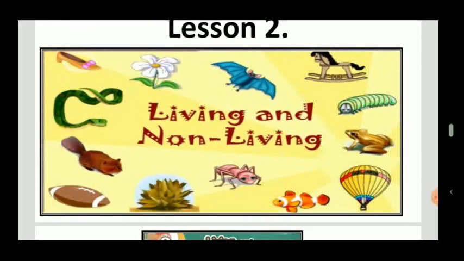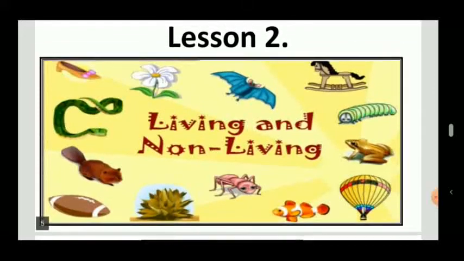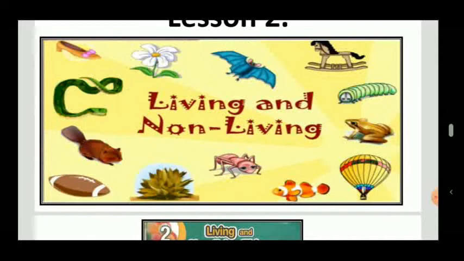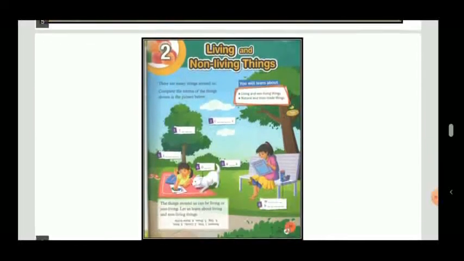Here in this picture you can see animals and birds. You can see snake, caterpillar, frog, toys, shoes and baseball. Lesson number 2, living and non-living things.